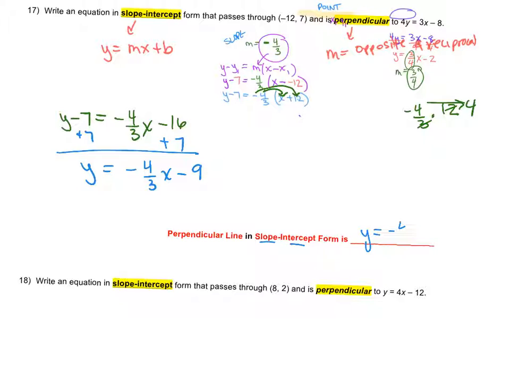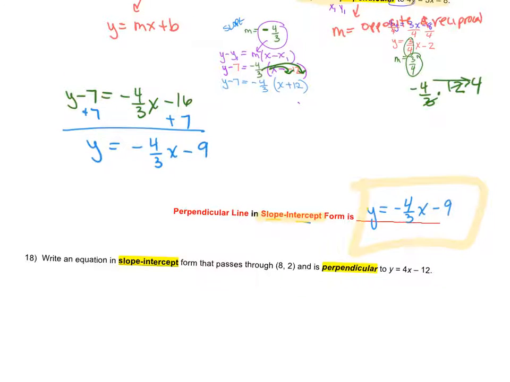y equals negative 4/3 x minus 9 is the equation of the line that is perpendicular to the given 4y equals 3x minus 8. Wait, you don't want it in standard form? No, the question says in slope-intercept form, so you leave it in slope-intercept. If it said put it in standard form, then you would put it in standard form.